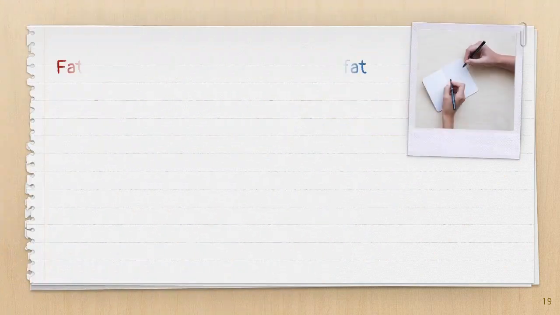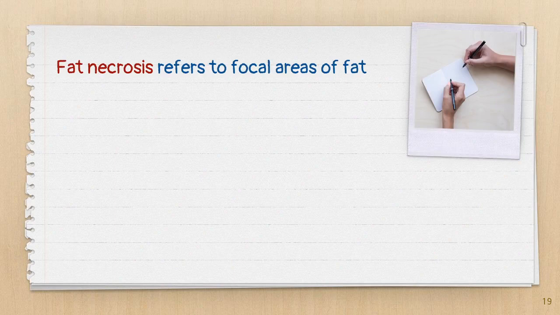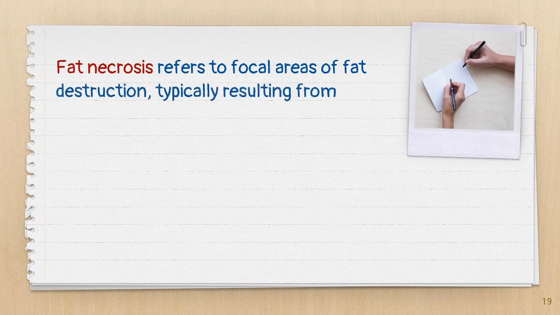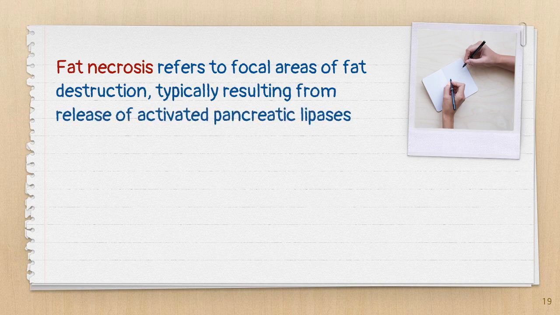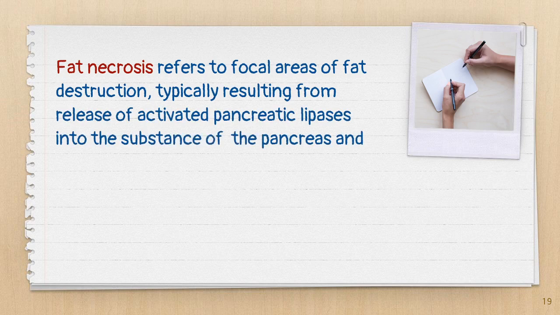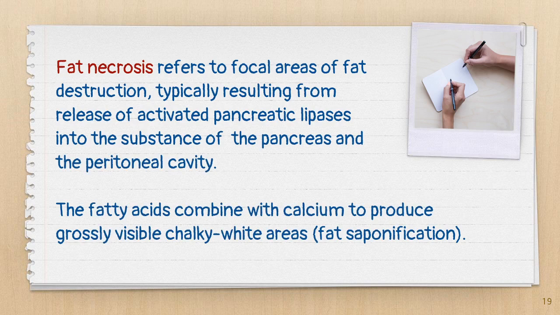So what is fat necrosis? Fat necrosis is a term that refers to focal areas of fat destruction, typically resulting from the release of pancreatic lipases into the substance of the pancreas and the peritoneal cavity. Actually, this occurs in a very dangerous medical emergency called acute pancreatitis. In this disorder, pancreatic enzymes leak out of the acinar cells and liquefy the membranes of fat cells in the peritoneum. Then the triglyceride esters in the fat cells are split, and the fatty acids combine with calcium to produce grossly visible chalky white areas. This is called fat saponification.